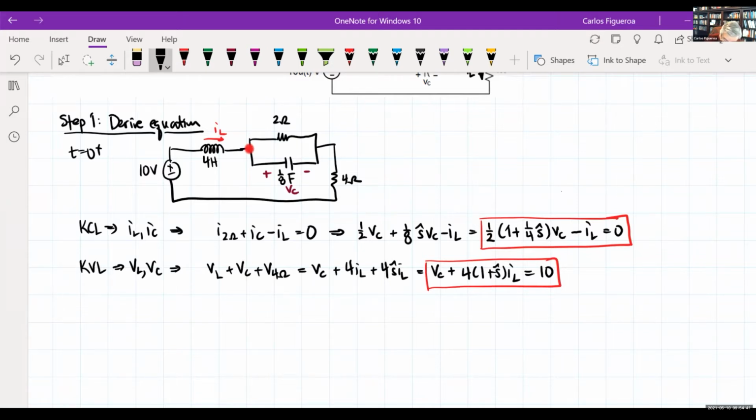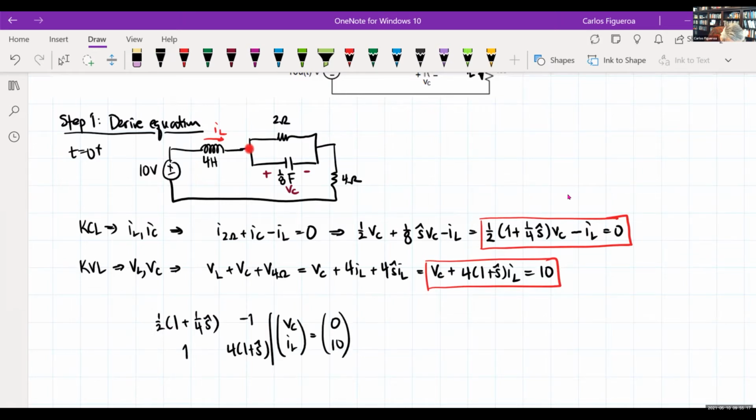Let's write it up. What am I seeing here? I have one term, all my VCs. Now I have my inductor term, and this is minus 1. So I have this, and this is going to be VC, IL. Let's look at my sources. This will be 0, 10. Now that I got that, I'm going to think about my solution here.